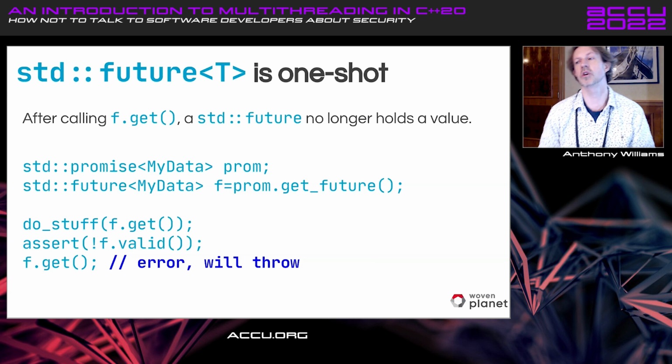So futures are one shot. After you've retrieved the value, they are no longer valid. The valid function will return false and get will throw. So you can only get that data once.